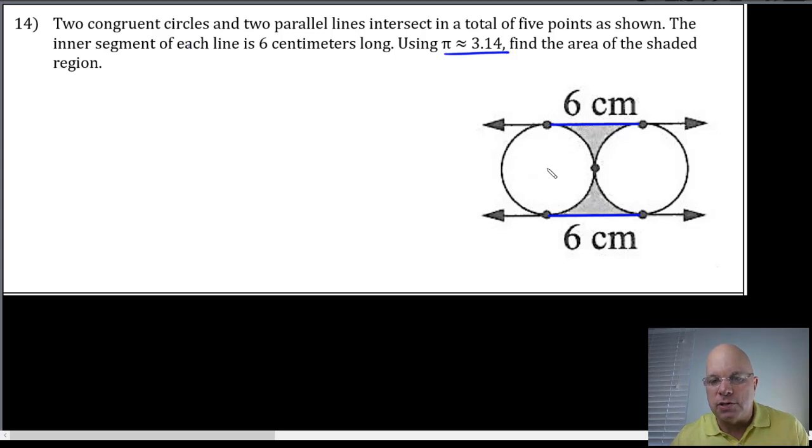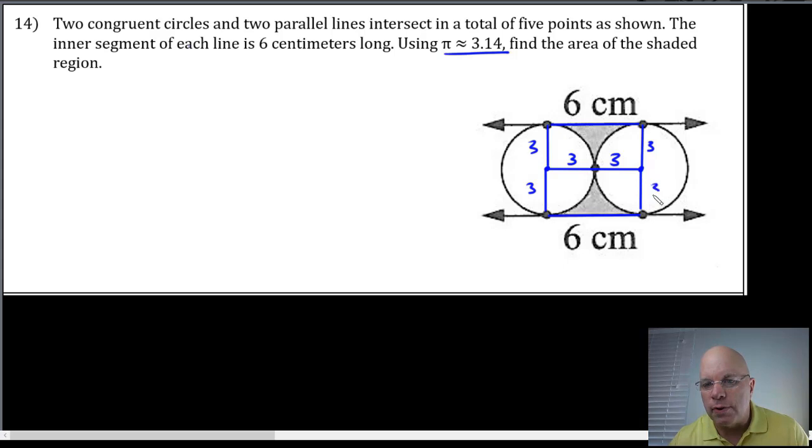I think the key to understanding this problem is thinking about the centers of these circles, and then realizing that if this line segment is 6 centimeters, then this line segment is 6 centimeters. Because once you realize that, and since the circles are congruent, these must each be 3, and what's represented here now is the radius of the circle. So if that's 3, then this is 3, and so is this. The radius is the same no matter where you draw from the center to the edge.